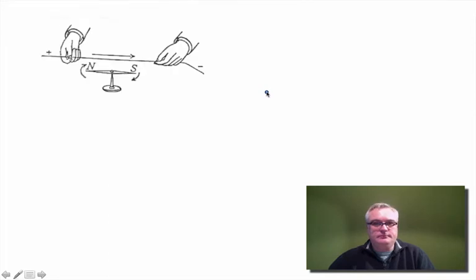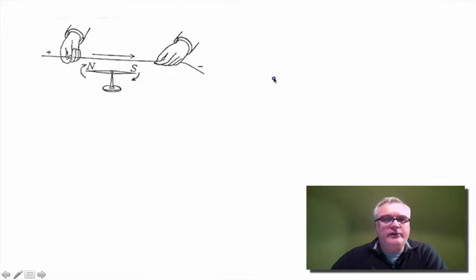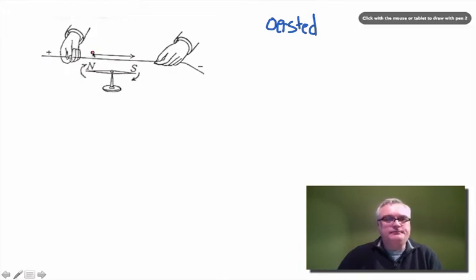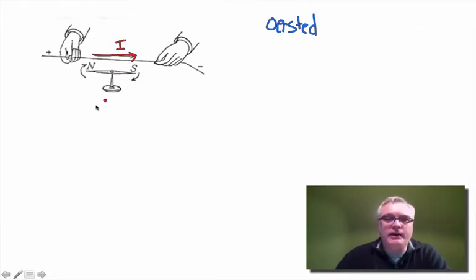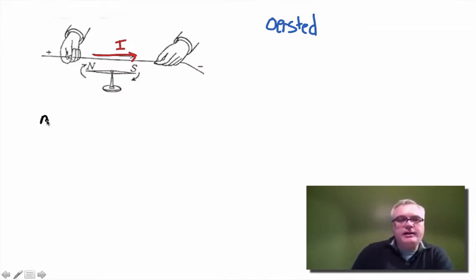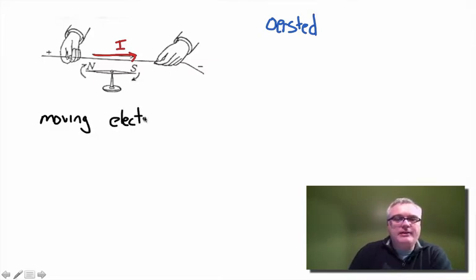So around the year 1820, a Dutch physicist by the name of Oersted was looking at doing experiments in electricity, and he noticed that whenever he had an electric current in a wire, that this electric current flowing in this direction caused his compass needle to move. So what Oersted in effect discovered is that moving electric charges create magnetic fields.